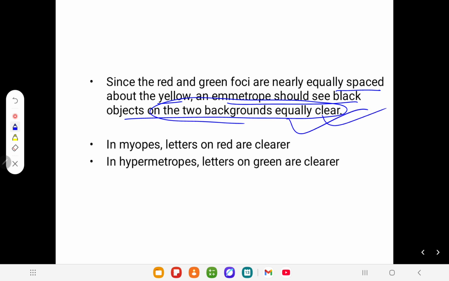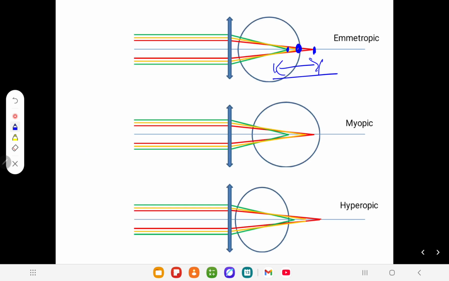It's very difficult to have the two backgrounds equally clear, but let's see. In myopia, definitely the red background letters are clearer. In hyperopia, definitely the green background letters are clearer, isn't it? In myopia, red is closer to the retina, that's why the red background is clear. In hyperopia, green is closer to the retina, that's why the green background is clear.